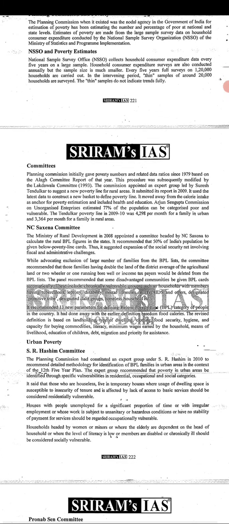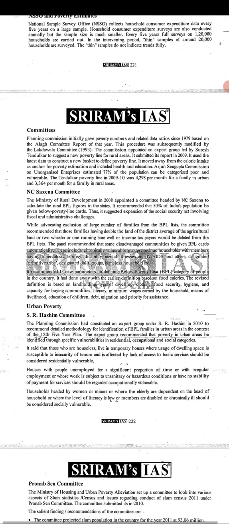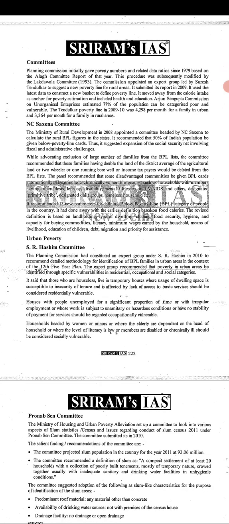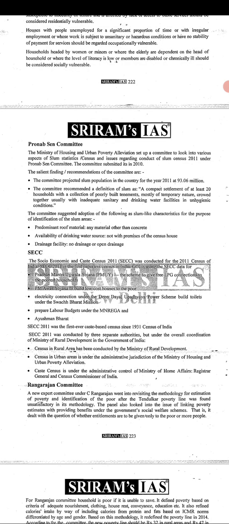There are various committees also to measure poverty and to estimate how much poverty there is. NCS and JECS committee. It was constructed in the Ministry of Rural Development in 2018 to calculate the rural BPL in the states. Similarly, there is also urban poverty, like rural poverty. There is also the Hashim Committee, Farban Sen Committee.